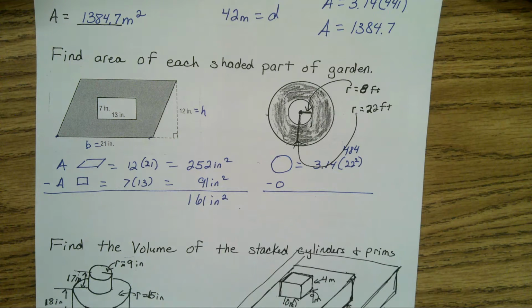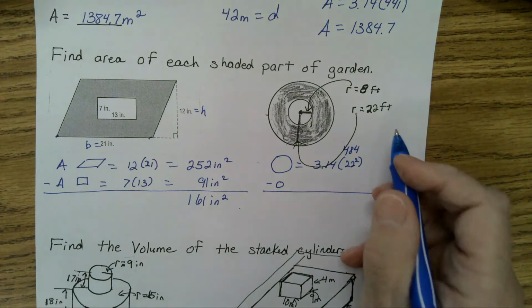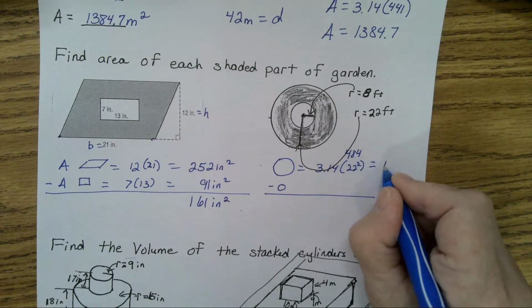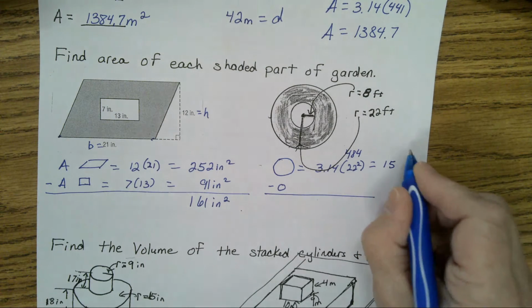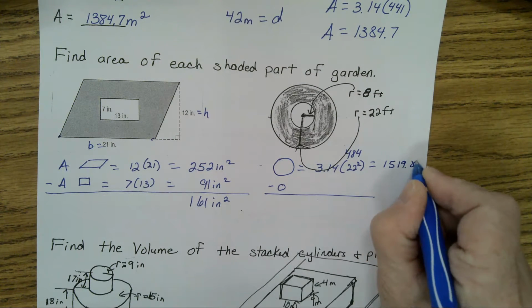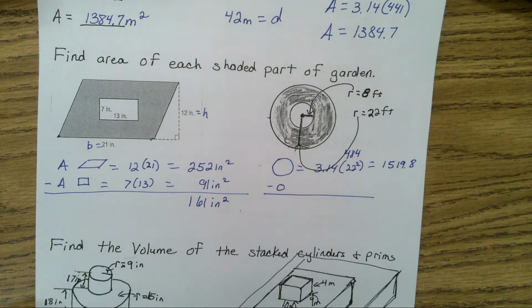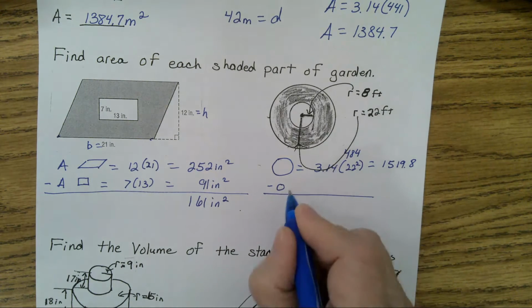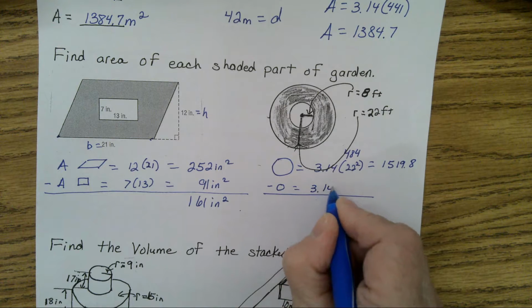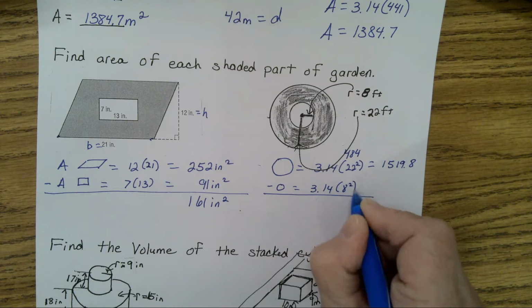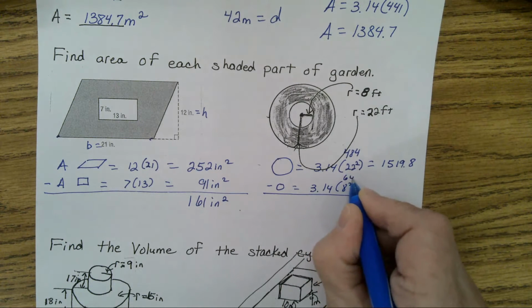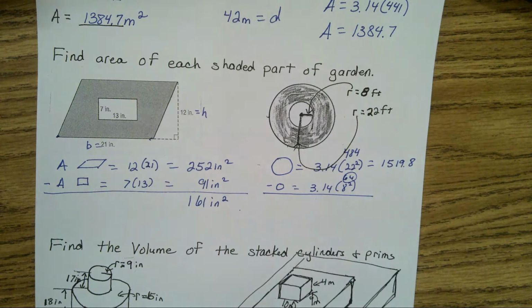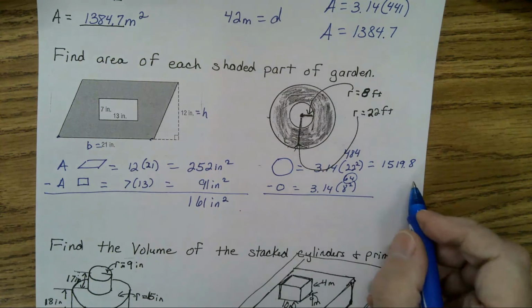That'll give you 1,519.8 if you round it. Did everyone get that? Now I find the area of my little circle. 3.14 times 8 squared, that's 64. So 64 times 3.14 gives you the answer 200.96.